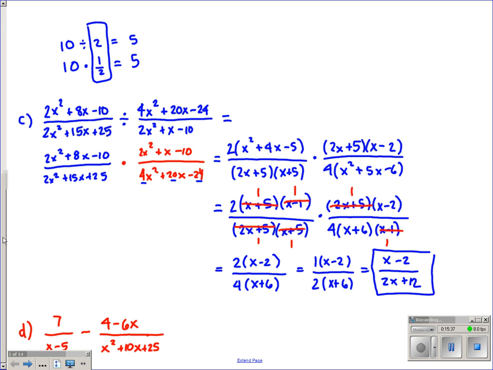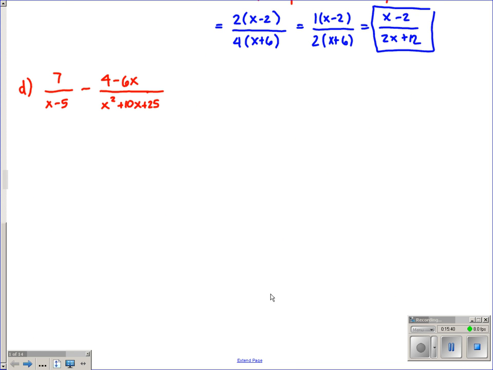Last one, D. Scroll down a little bit here. We have 7 over x minus 5, and we're going to subtract the quantity of 4 minus 6x over x squared plus 10x plus 25. So as we get started here, oh, I noticed that I copied the problem wrong, which would have been real fun to go through. One thing you always want to double check, did you copy the problem down correctly? This should be 7 over x plus 5. Glad I caught that there, because I don't want to start all over.